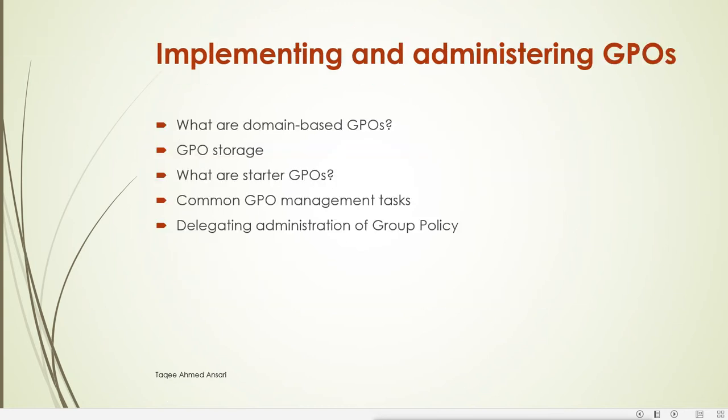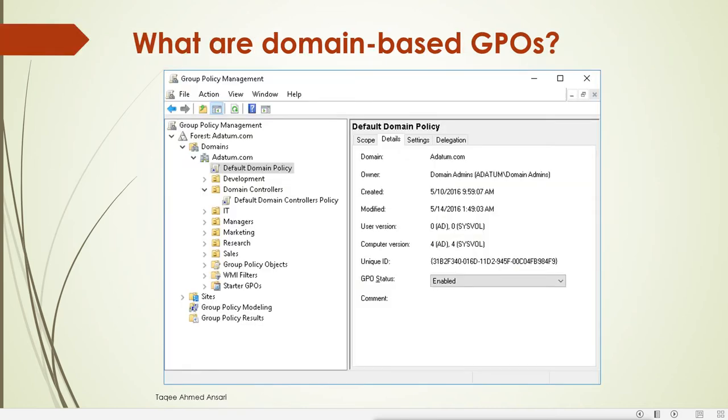Now, implementing and administering GPOs. So first, what are domain based GPOs? Domain based GPOs are basically applied at the domain level. So it is going to apply on all the objects inside the domain. Whatever containers we have in the domain, the policy is going to apply on every container, and that is called domain level group policy, or domain based group policy.